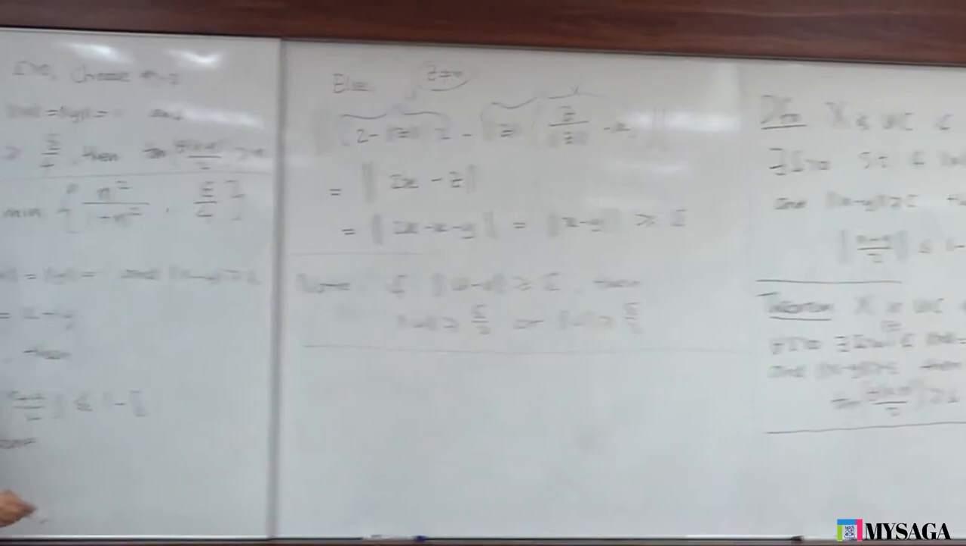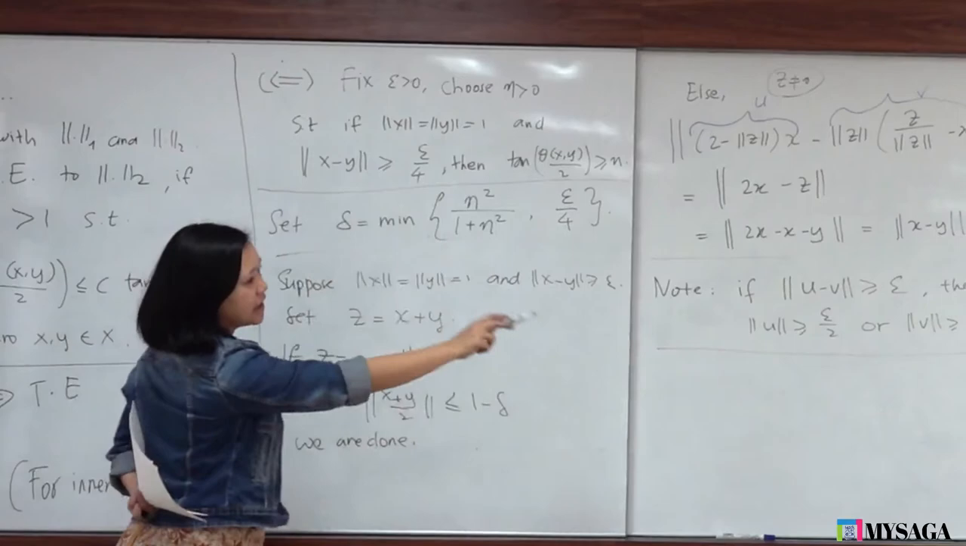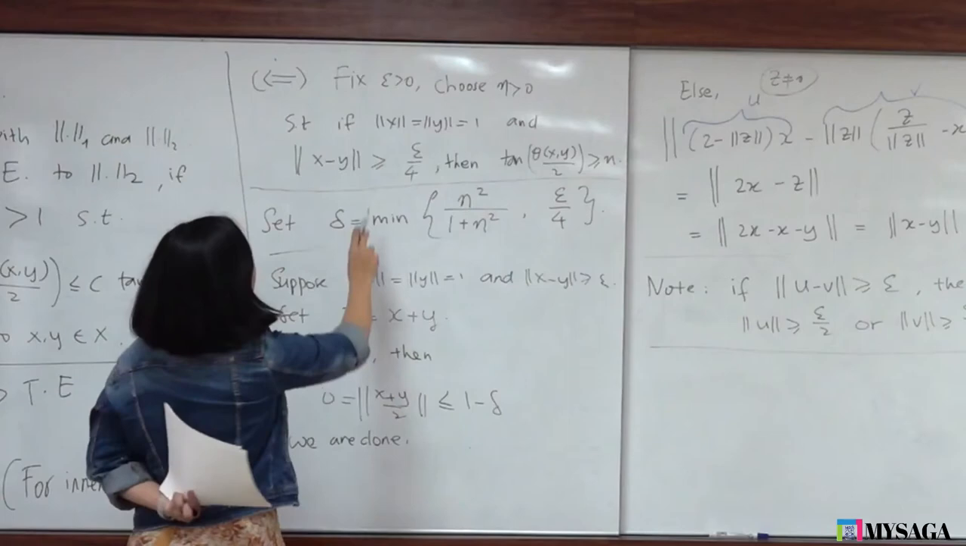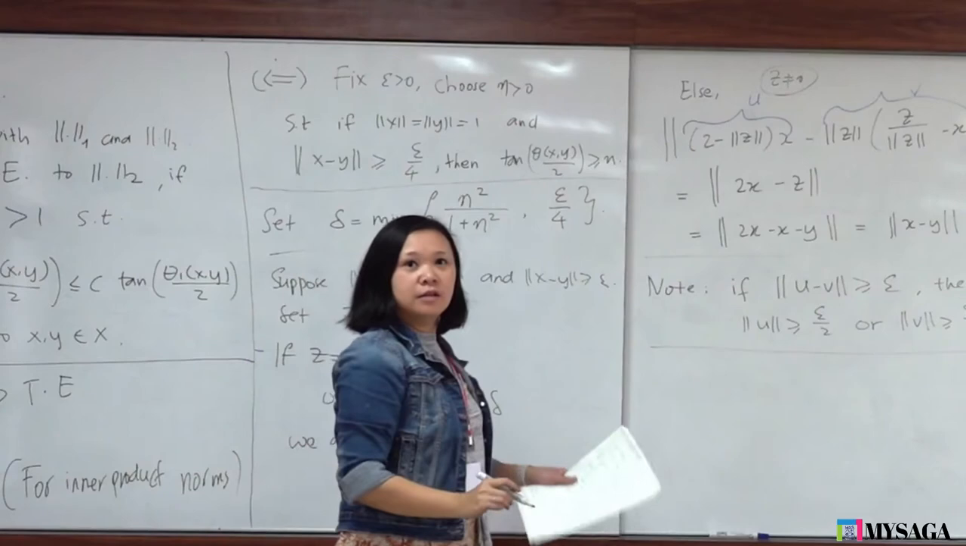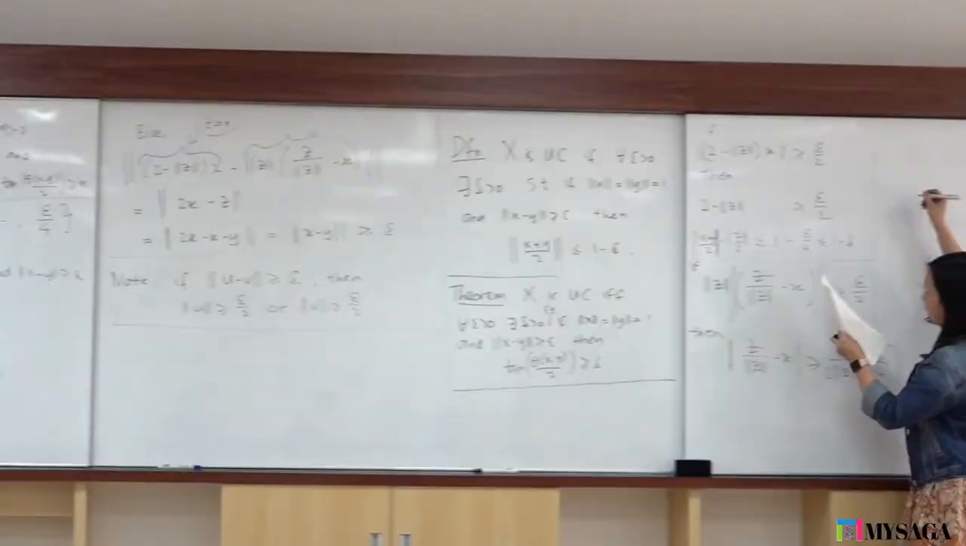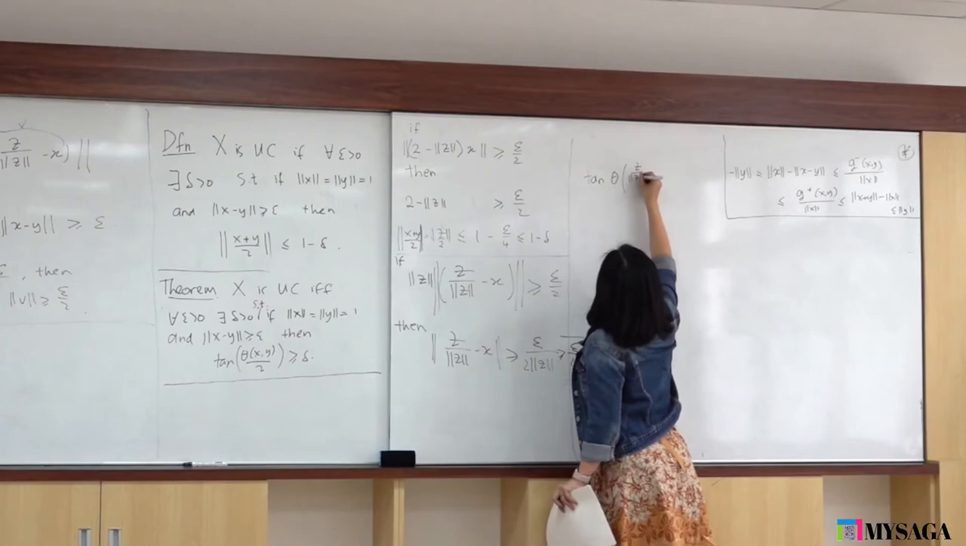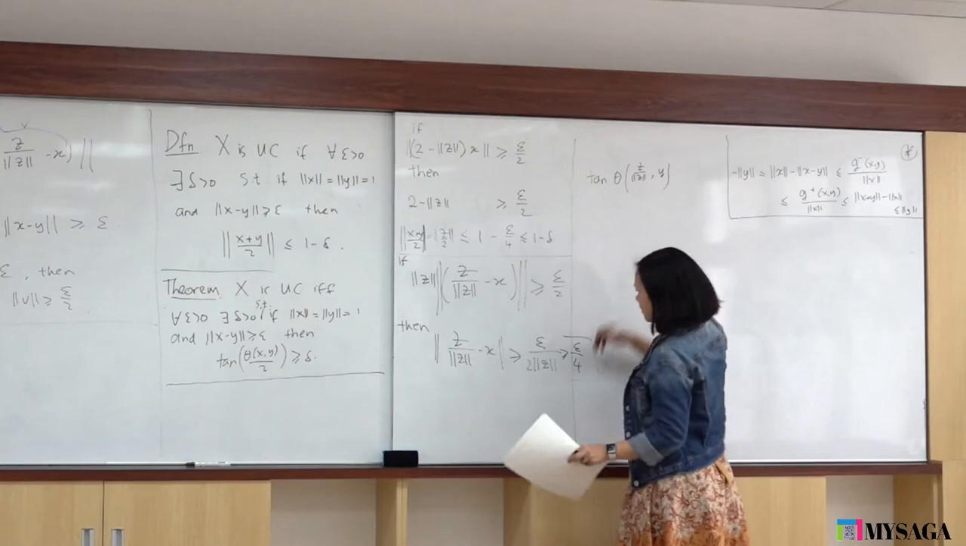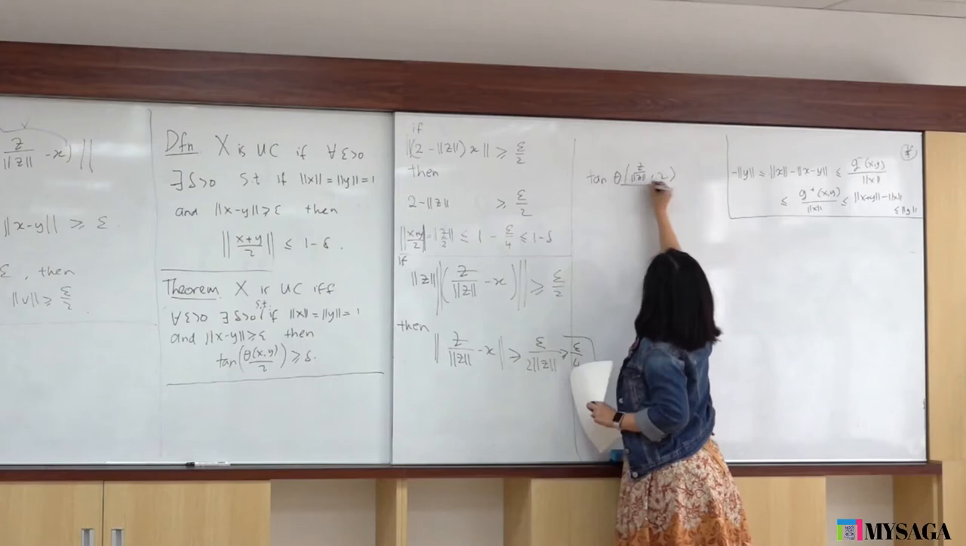this part. I have something on the unit sphere, and y, another something on the unit sphere, greater or equal to epsilon over 4. So I know the tangent for those two guys will be greater than eta. Right? So that's what I'm going to use. Okay, so here I know now that my tangent of theta of z divided by norm of z, comma x, sorry, divided by 2 is greater or equal to eta.